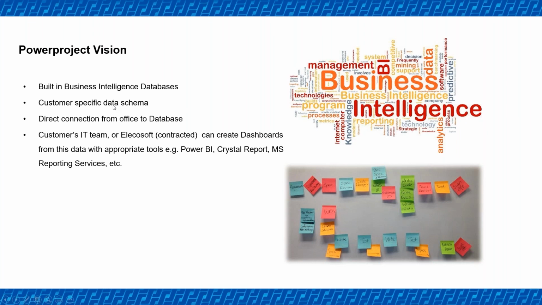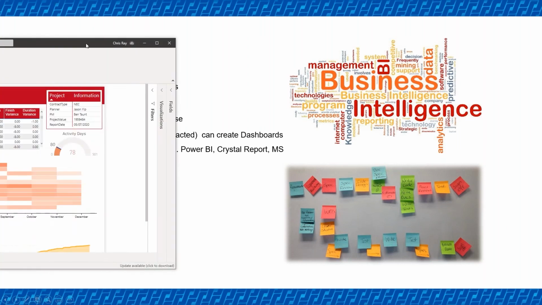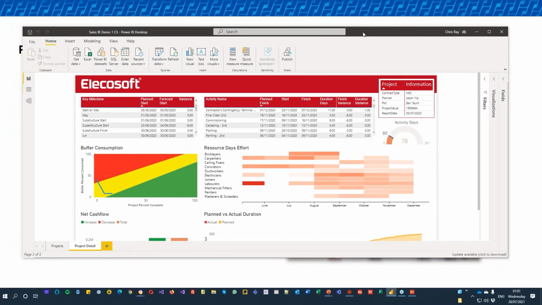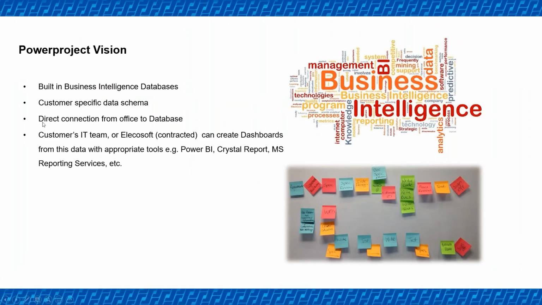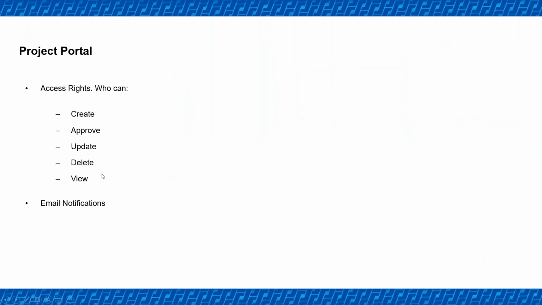The example I showed you here was Microsoft Power BI, but that's just one reporting tool that could be used. You can use Crystal Reports, Microsoft Reporting Services, Tabular, and so forth. There are many reporting tools out there, and your IT department may already have one. And again, summarizing, access rights can be set up for who can create, approve, update, delete, and view.